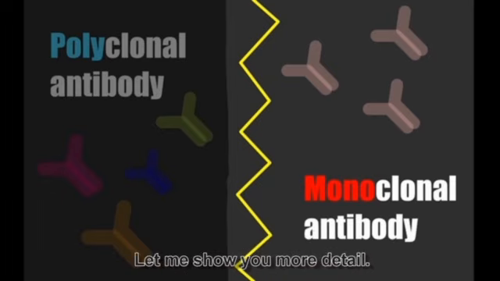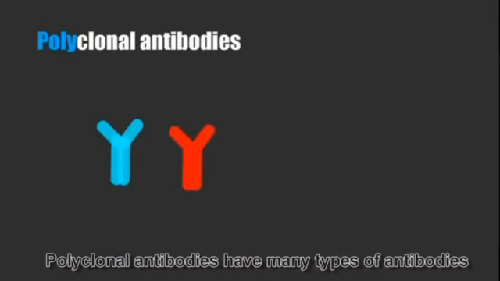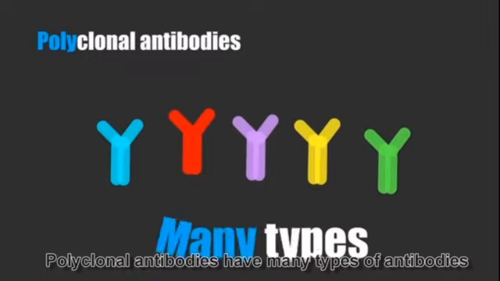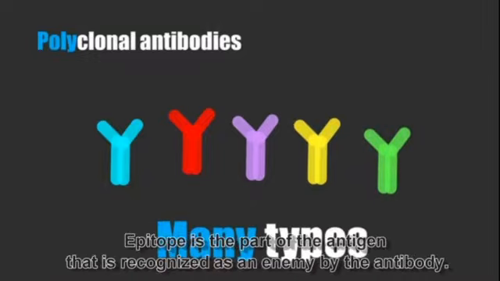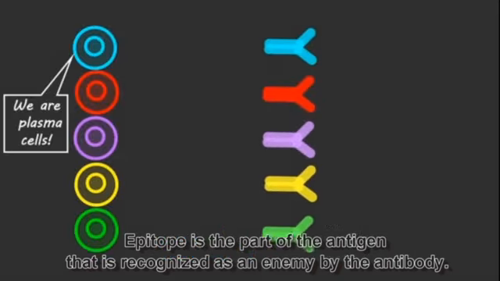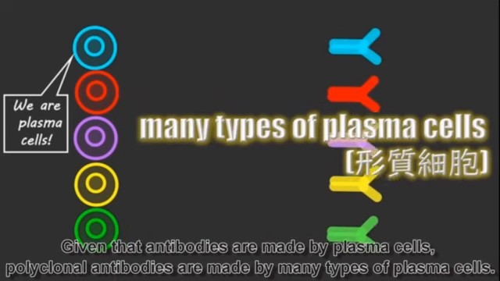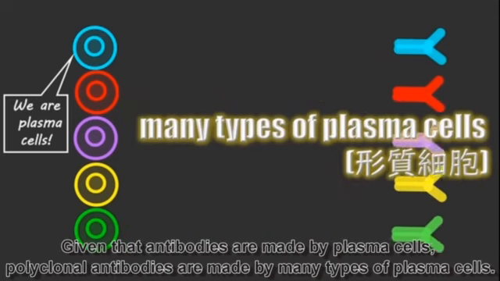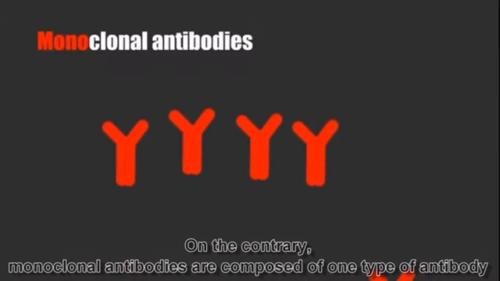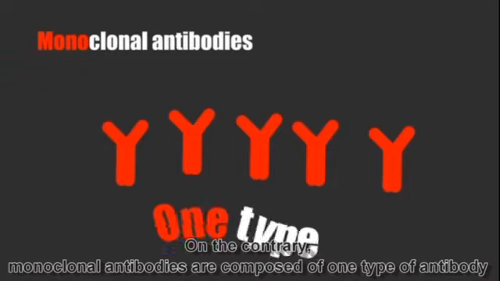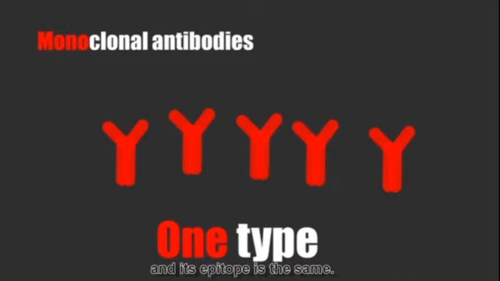Let me show you more detail. Polyclonal antibodies have many types of antibodies, and each antibody has a different epitope. Epitope is a part of antigen that is recognized as an enemy by the antibody. Given that antibodies are made by plasma cells, polyclonal antibodies are made by many types of plasma cells. On the contrary, monoclonal antibodies are composed of only one type of antibody, and its epitope is the same.